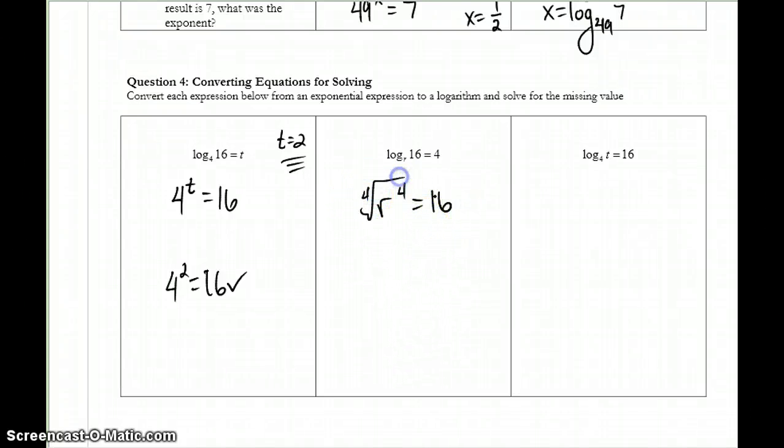Here we take a fourth root. I'm looking for what number can I take 4 times in multiplication to get 16. The answer to that is 2. To be most correct, 2 or negative 2.